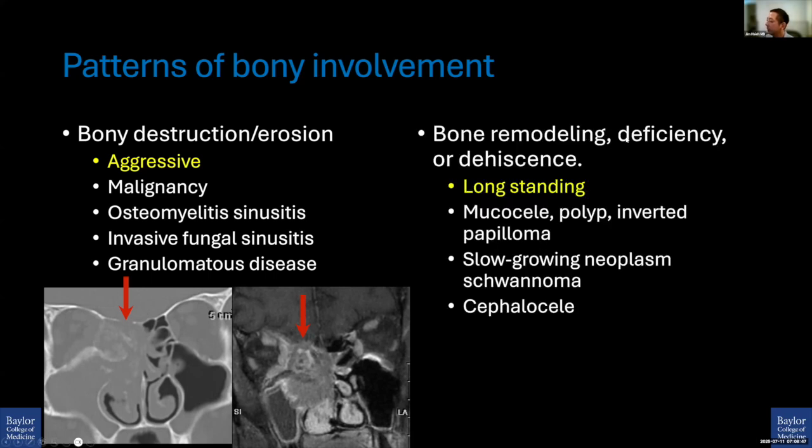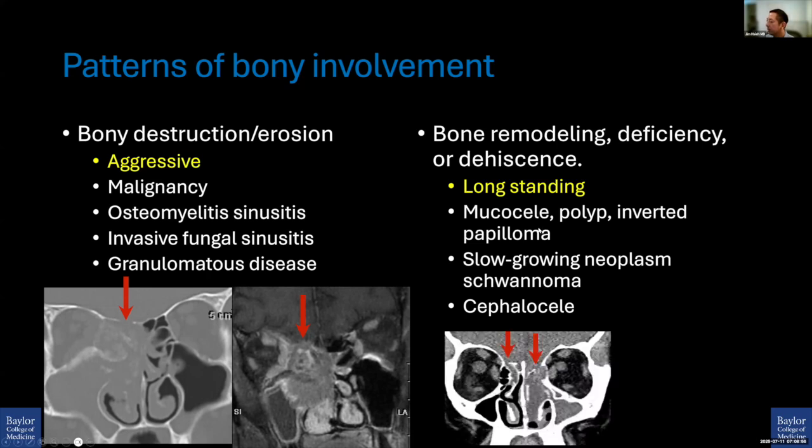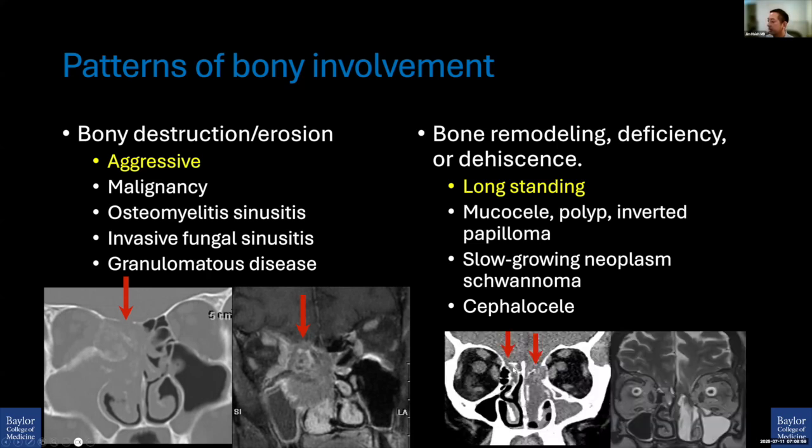When we look at bony remodeling, deficiency, or a dehiscence, then we're thinking something long-standing. It could be a mucocele, polyp, slow-growing neoplasm, or cephalocele. And here's an example. Here we see a process that has bony remodeling and deficiency of the bilateral cribriform plates. And then we look at the MRI and you can see these areas of dehiscence where we see brain herniating through. So these are, well, more accurately, encephaloceles. And I do recognize sometimes it can be hard to distinguish between the two, but we try to look at the overall picture and make a distinction between one versus the other.